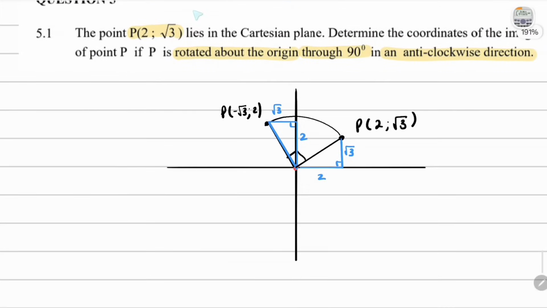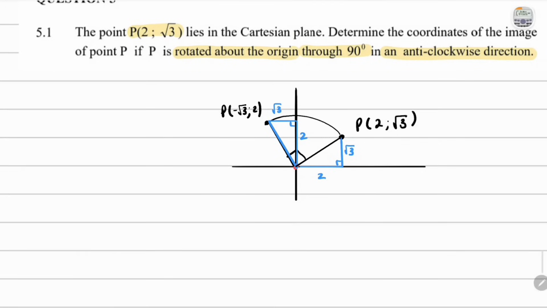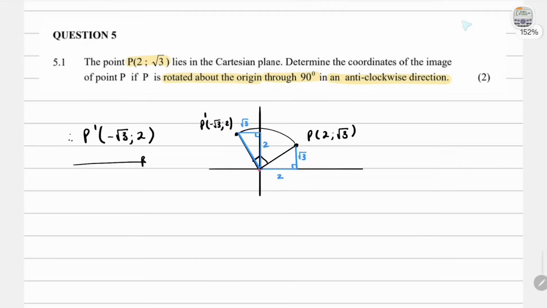So with rotations and these types of transformations, these are topics that are taught in grade 8 and 9, but it's still something that you can logically think about. So you can leave whichever diagram you use to figure this out and tell them that the image of P is actually negative square root of 3 and 2. And that is our answer.